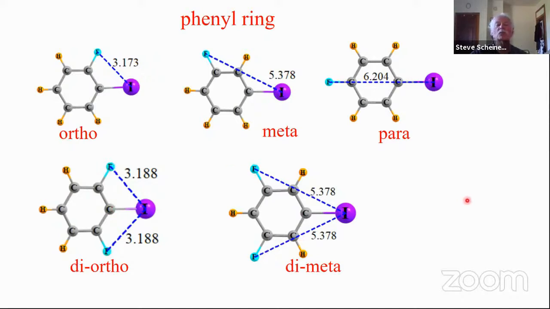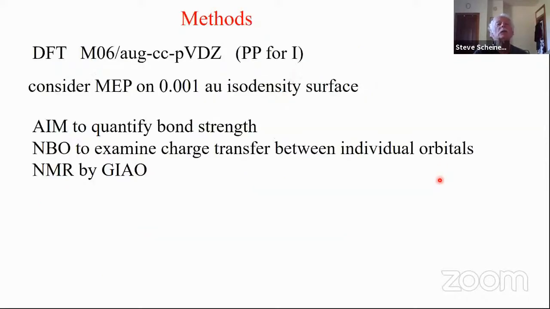So those are the systems we're going to look at where the electron withdrawing substituent is either F, as pictured here, or cyano group. So the calculations are done in a DFT method using M06-2X, with this basis set. For iodine, we use a pseudopotential, which will take into account some of the relativistic effects. We're going to look at a specific surface, 0.001 AU, which has been adopted as pretty much the standard isodensity surface to look at.